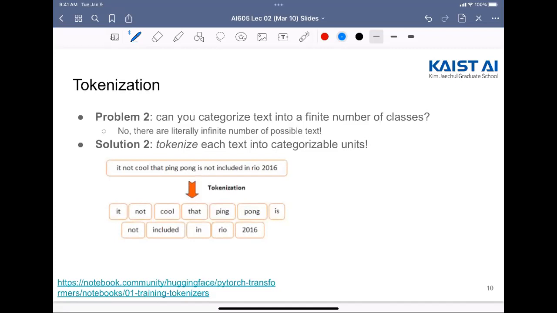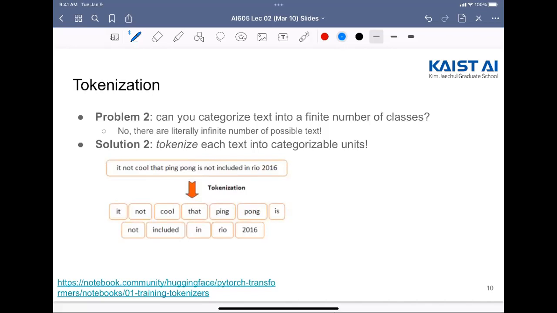So it doesn't make sense to categorize the entire text. Maybe it makes more sense to categorize a part of it, or we first divide that into some meaningful units and then we categorize each unit. That's what people call tokenization. So what tokenization does is that we're given text, which as a whole is of course not categorizable into a finite number of classes. But if you tokenize this well enough, then you're assuming that each unit, or token, is categorizable. And that set of categories is what we call the vocabulary in NLP.